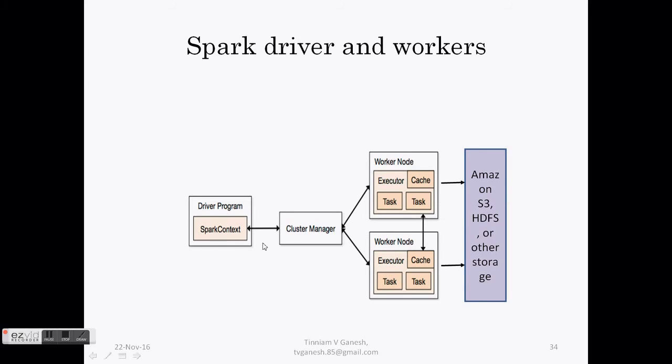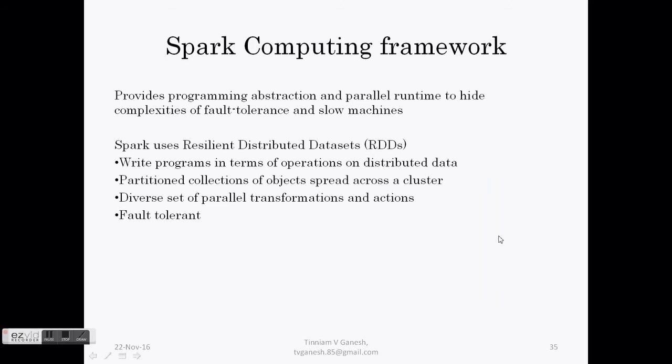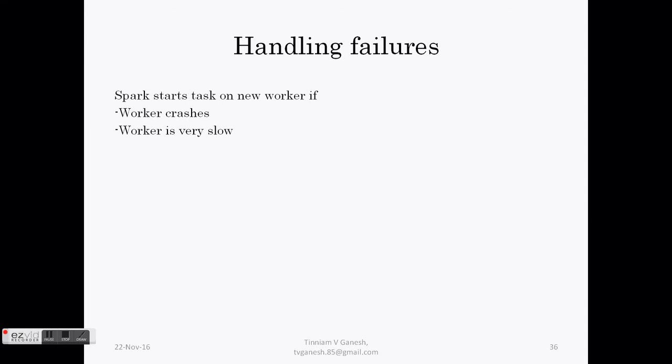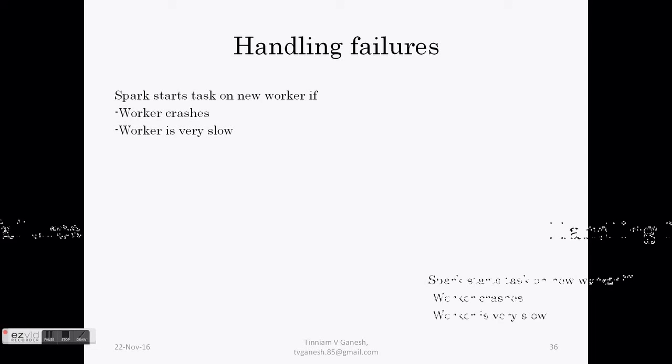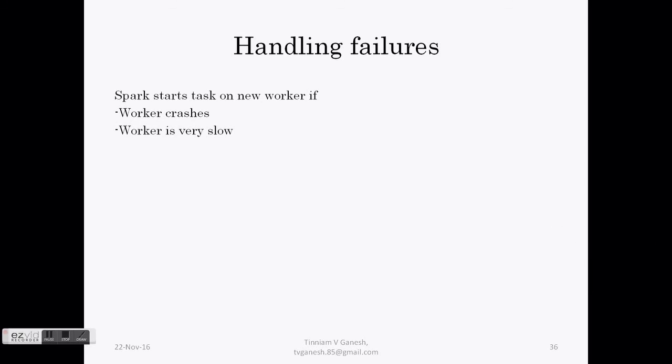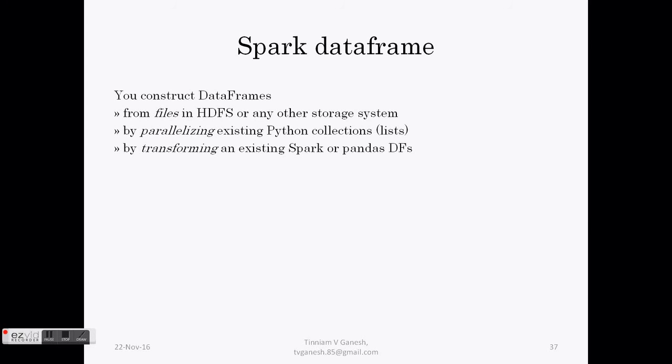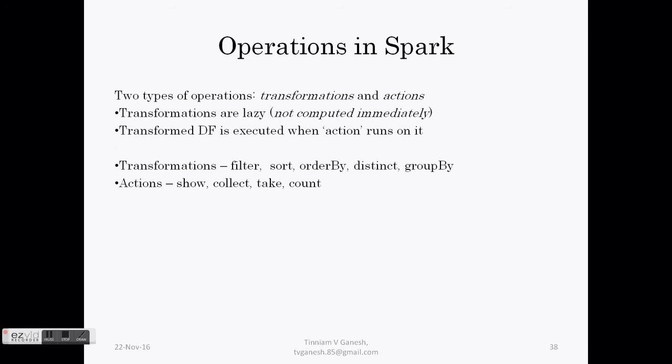How does Spark work? You have the driver program in which you create a Spark context, and then you have a cluster manager which gives small tasks to the worker nodes. Each of these nodes performs some individual tasks, and they take input from Amazon S3, HDFS, or other storage. Spark computing uses what are known as resilient distributed data sets. You write programs in terms of operations on distributed data, and it is also fault tolerant. What does Spark do when a worker crashes, or if a particular worker is very slow? Spark just kills that worker and starts a new worker. And Spark works on data frames, so it could read files from HDFS or parallelize Python collections, etc.